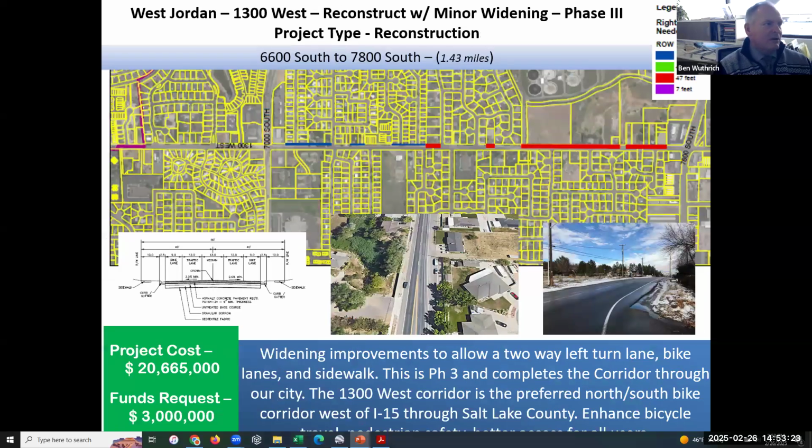Next project is a request from West Jordan. This is along 1300 West to reconstruct with minor widening. This is Phase 3 between 6600 South to 7800 South, about just under 1.5 miles in length. Project estimated cost is 20.6+ million. Funds being requested are 3 million.